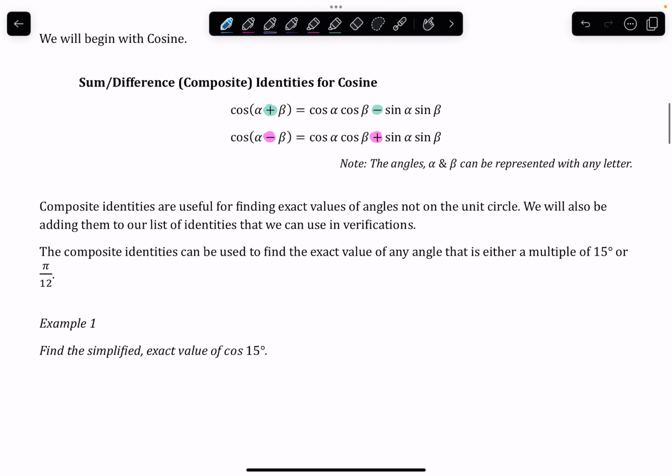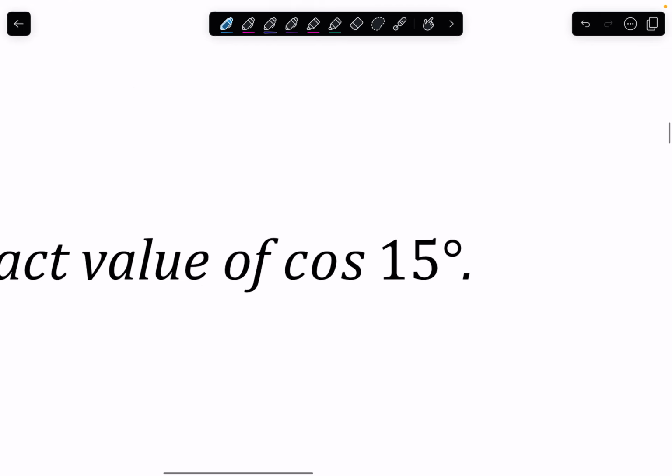All right, example 1, find the exact value of cosine of 15 degrees. So what these identities can allow us to do is to find the exact values of trig functions in either multiples of 15 degrees or multiples of pi 12ths if we're in radians. So what I want to do is find two unit circle angles that add to 15. Well, we can't go smaller. The smallest one on the unit circle is 30 besides 0. So I need two angles that subtract to give me 15.